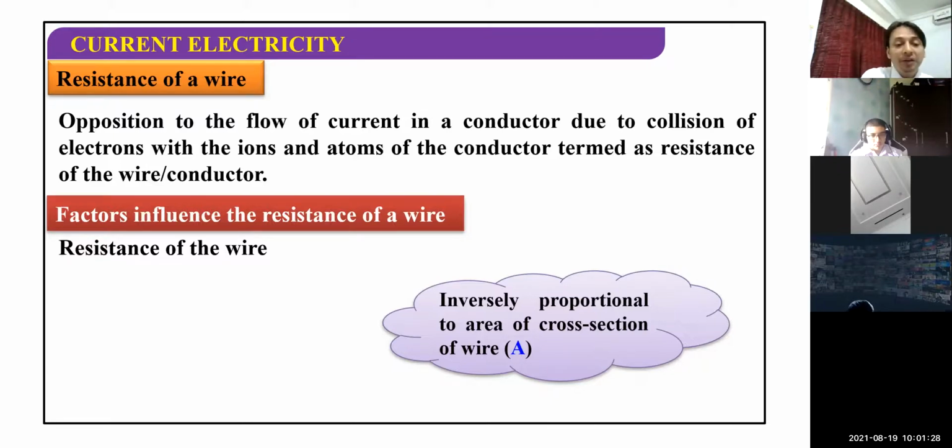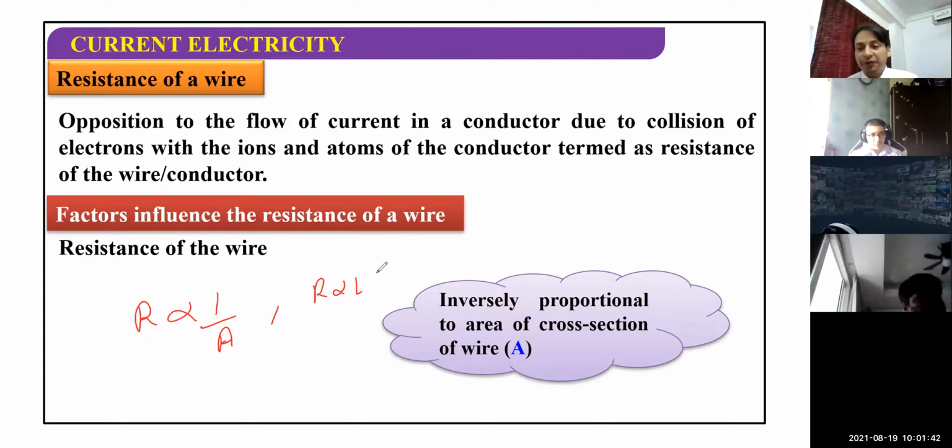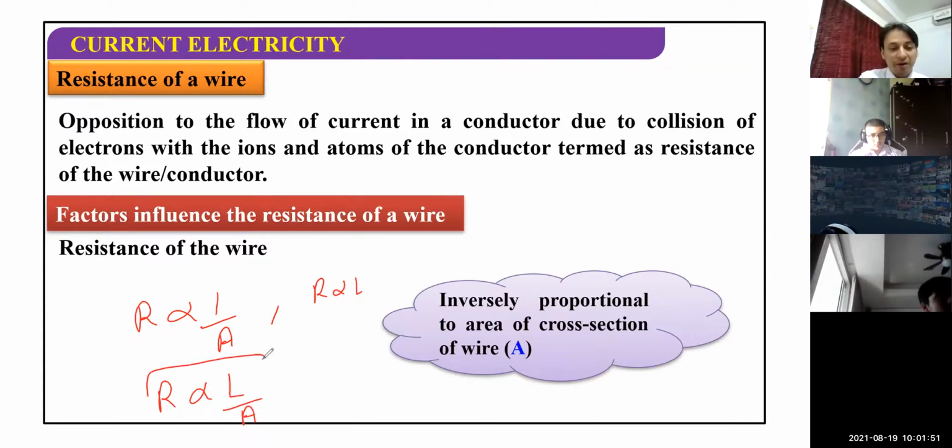So you can write it in mathematical form: R is inversely proportional to area. In the first factor, we have seen that R is proportional to length. If you combine both these factors, children, in mathematics I can write this equation: R is proportional to L by A. And basically, when you replace this proportional sign, then we have the equation on the topic number 8.06 in your textbook.